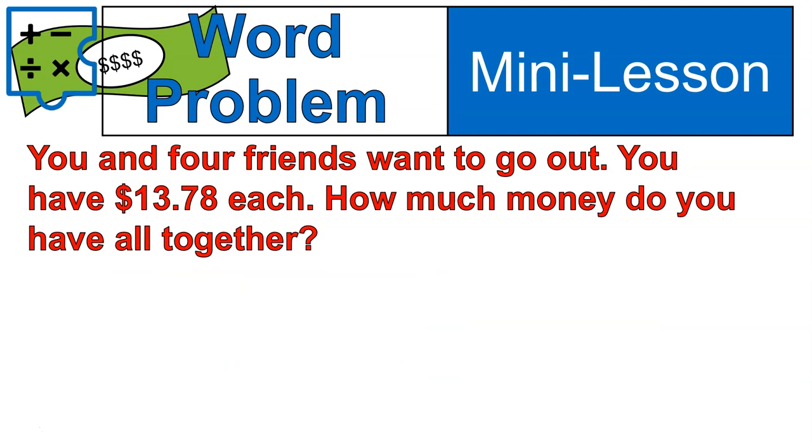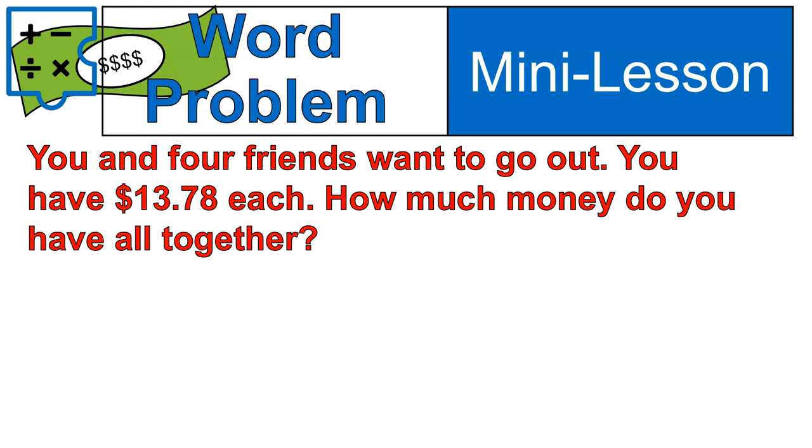All right, so here we have a situation, a word problem. You and 4 friends want to go out. You have $13.78 each. How much money do you have altogether? Typically, word problem questions with decimals will often involve money. It's one of the most natural places where we see decimals in our life. So don't be surprised if you get word problems with decimals that are talking about money.